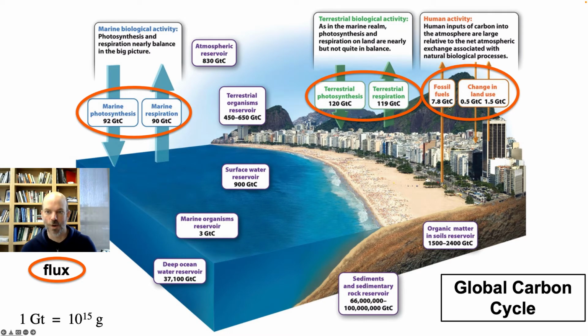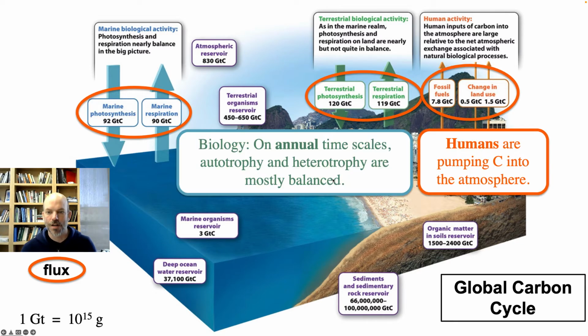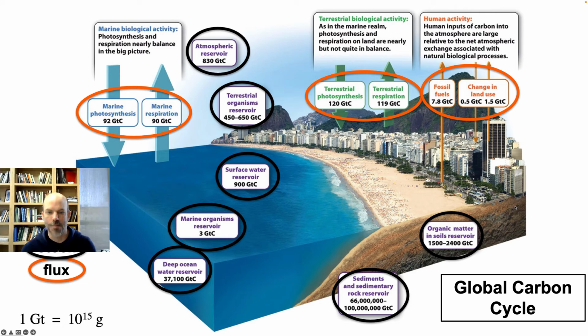And this is exactly why, even though the biological cycles are holding steady or maybe even bringing carbon out of the atmosphere. Some terms here, these big arrows are called fluxes. Fluxes are movements of things between reservoirs in environmental sciences. And this is what I just said: on annual timescales, autotrophy and heterotrophy are mostly balanced. That is photosynthesis and respiration. Those were equivalent terms. But the human role is not balanced.